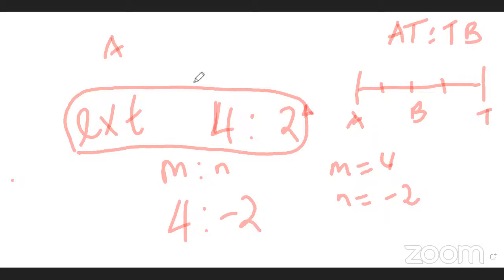Alternatively, they can use the word externally, but give the ratios like we had initially given, 4:2. They tell you it is an external division. Wakupea ratio.